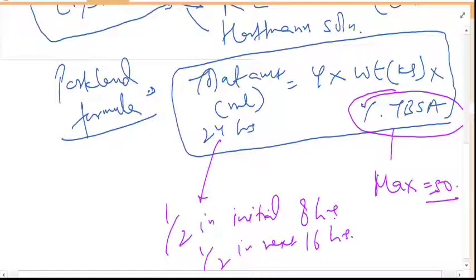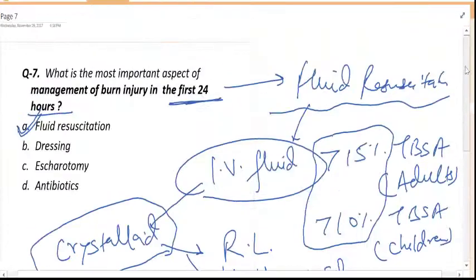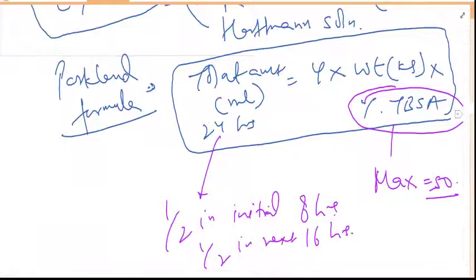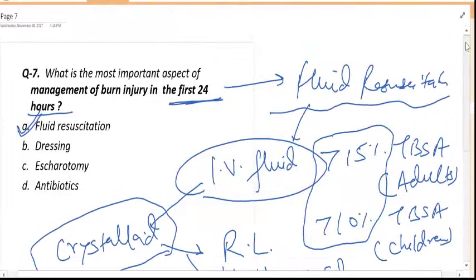So this is the fluid resuscitation you will give in a burn patient. The most important thing is fluid resuscitation. Initially, you prevent the patient from going into hypovolemic shock. Later on, you will prevent septic shock by dressings and antibiotics, and if the patient needs, you can do surgeries also. But initially, fluid resuscitation is the most important thing. So that is our answer, fluid resuscitation, option A.